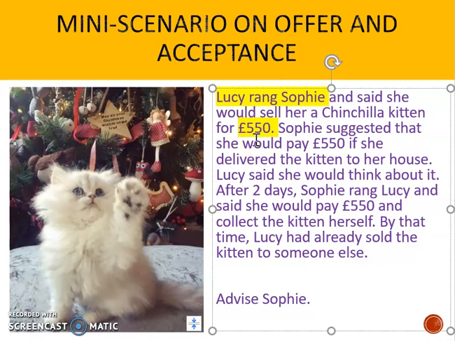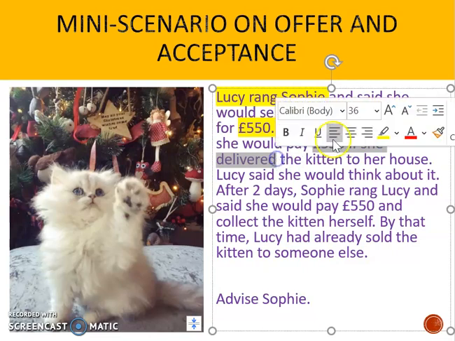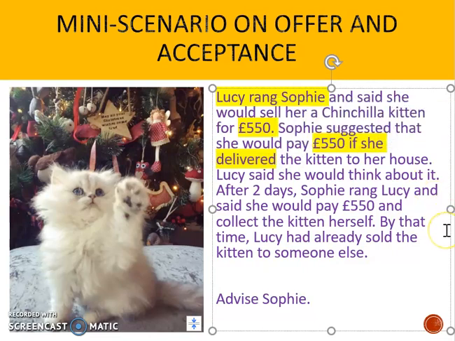Our next issue then is that Sophie suggested she would pay £550 with delivery. Now that raises an interesting issue here. Does this mean that we've got a counter offer? So is Sophie counter offering £550 with delivery? Or is she just requesting further information, saying £550 if you just drop her off? Is it not really a different offer? Is it her accepting it with a slight caveat?